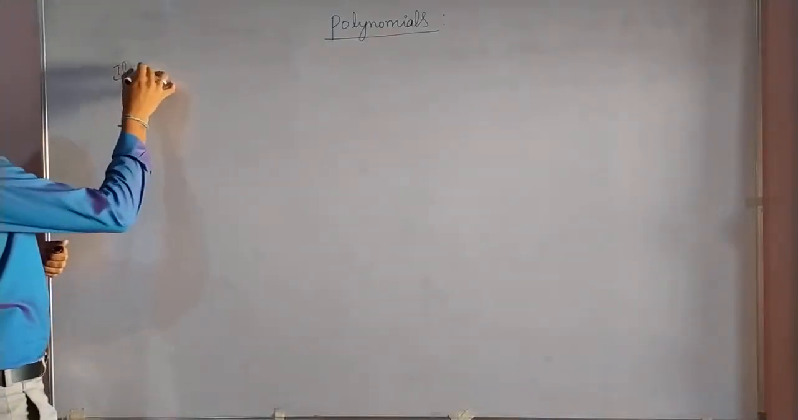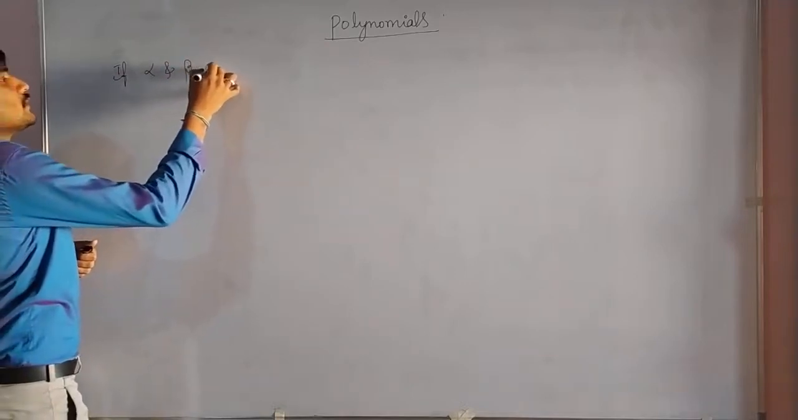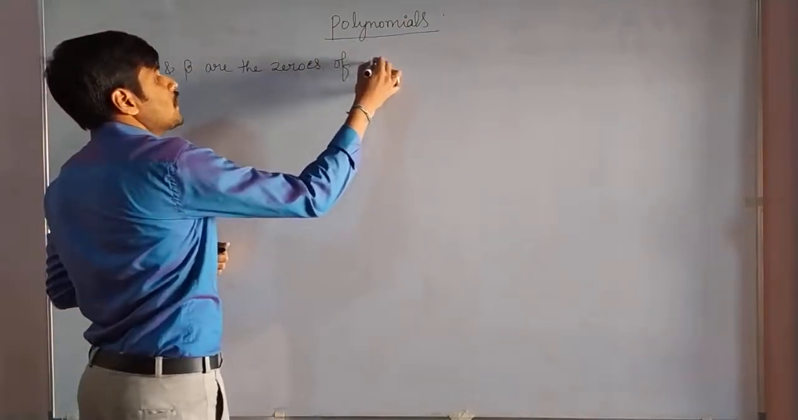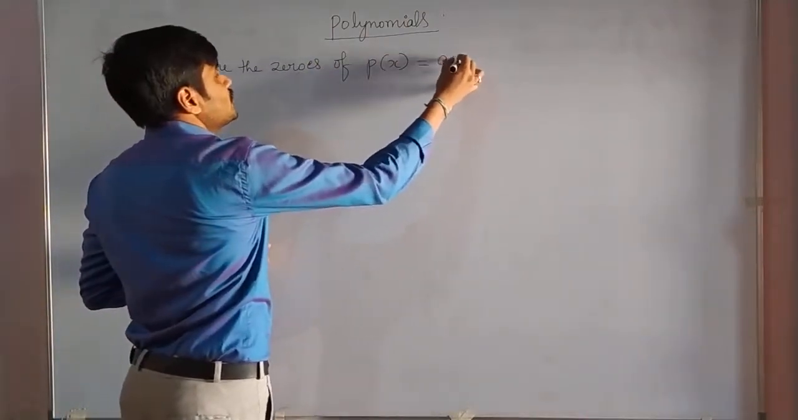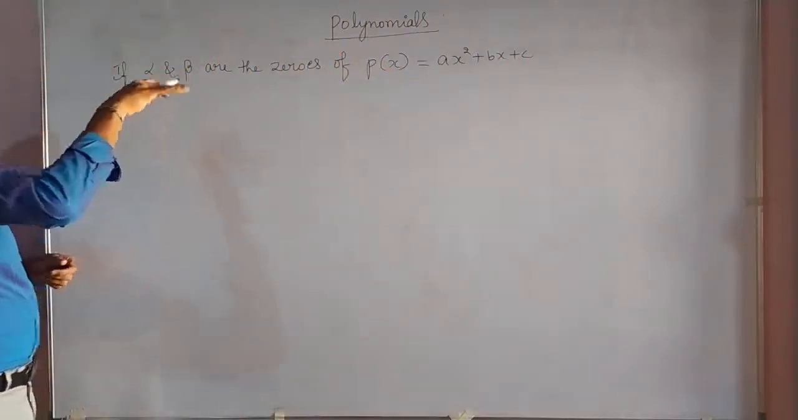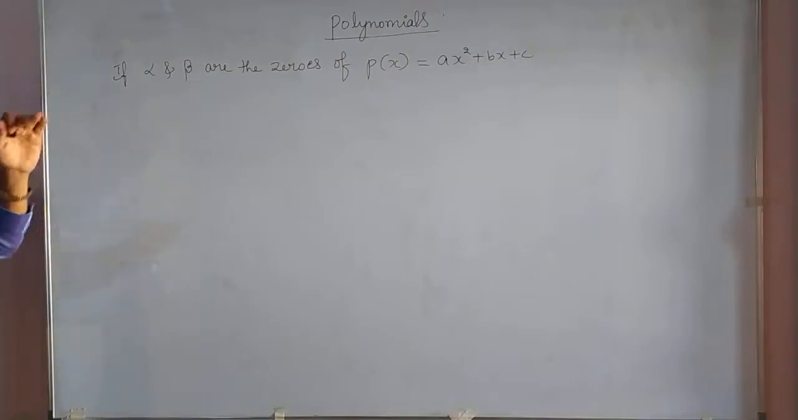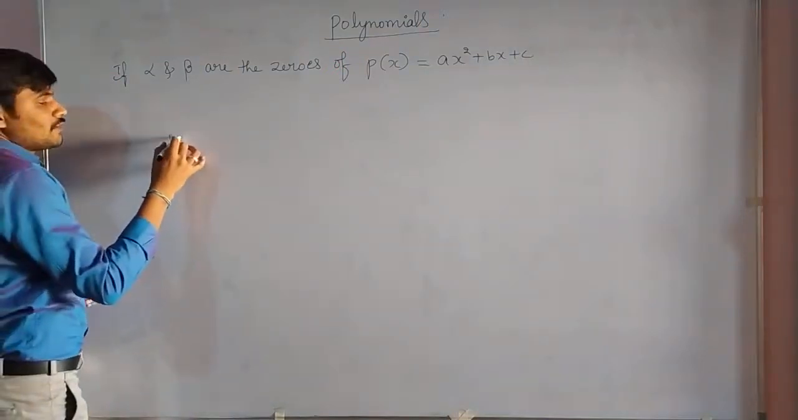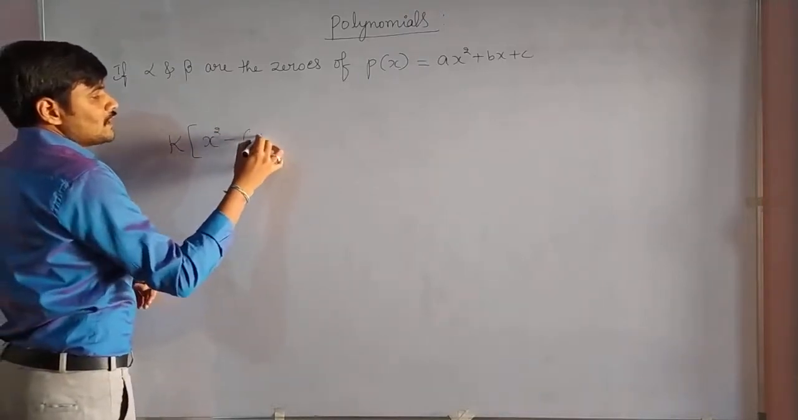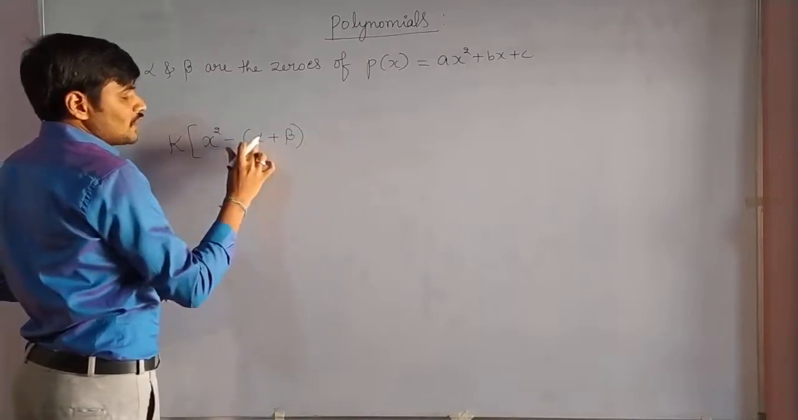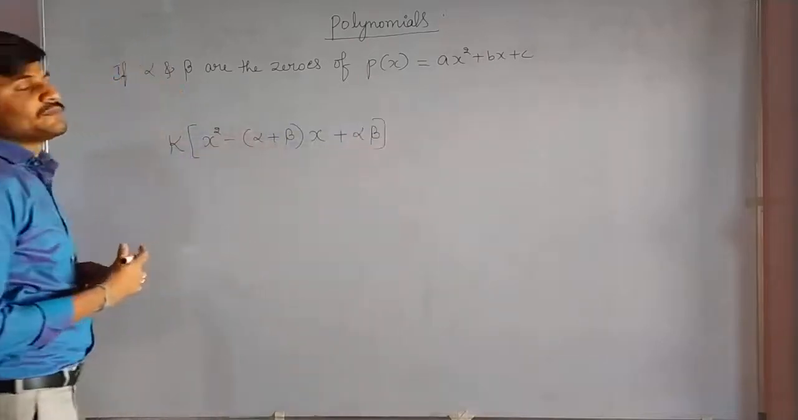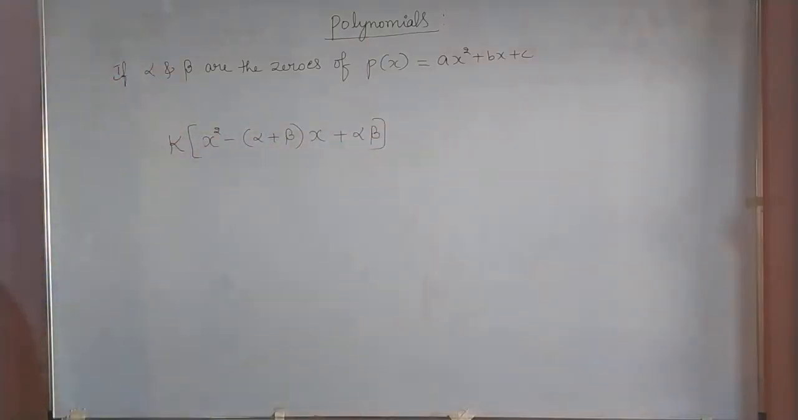So if alpha and beta are the zeros of p of x is equal to ax square plus bx plus c, if alpha and beta are the zeros of the required polynomial, then you can find the polynomial using the general formula, as I told, k into x square minus sum of the zeros, alpha plus beta, into x plus alpha beta. This is the general form to find the quadratic polynomial.